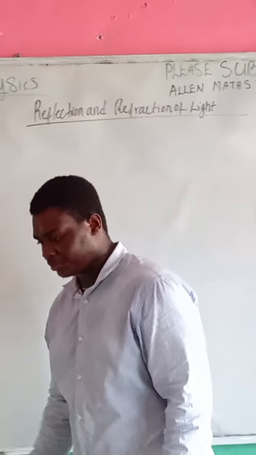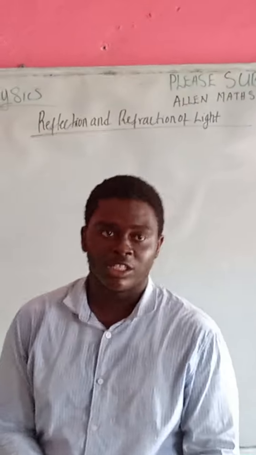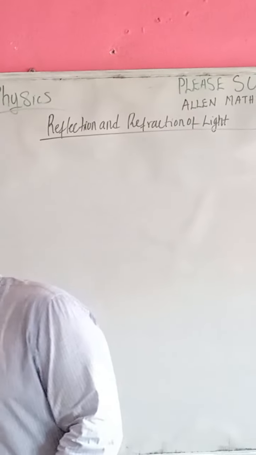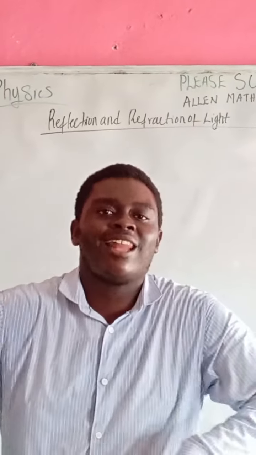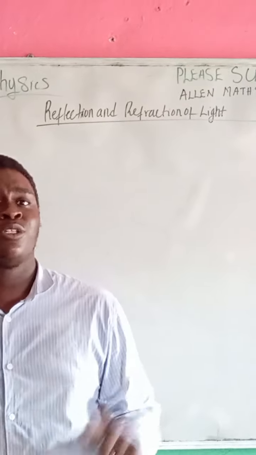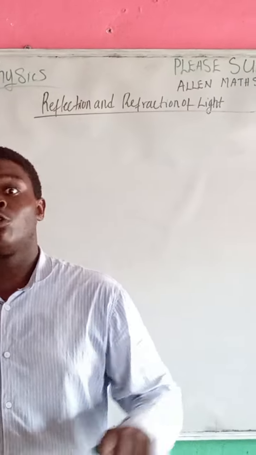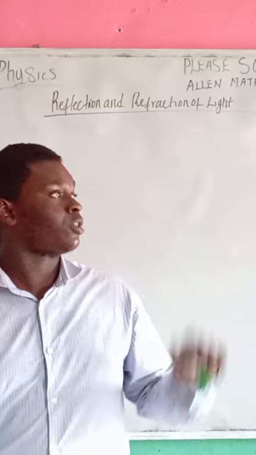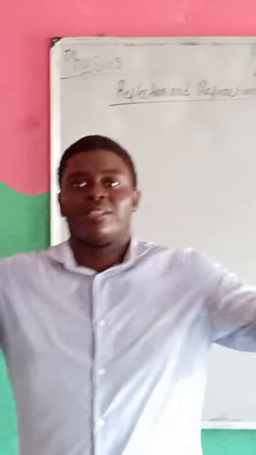Before I go into this, let's cover what we call luminous objects and non-luminous objects. Luminous objects are those objects that generate light by themselves naturally. But non-luminous objects are those objects that reflect light. For example, the moon is a non-luminous object. But luminous objects, for example, we have the sun. The sun generates light by itself.